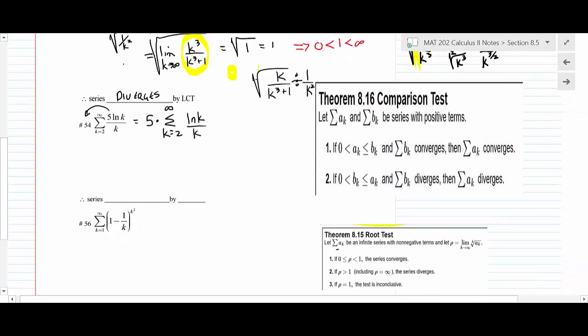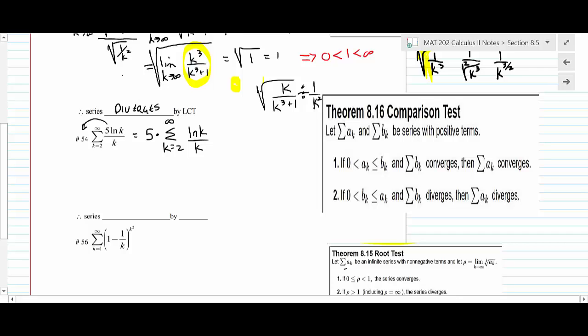Now we're going to try to do a direct comparison test instead of a limit comparison test, and that's because it's not a rational function. The numerator has an ln in it. And the other thing I see is something that jumps out at me. Does it jump out at you? 1 over k. What is that?